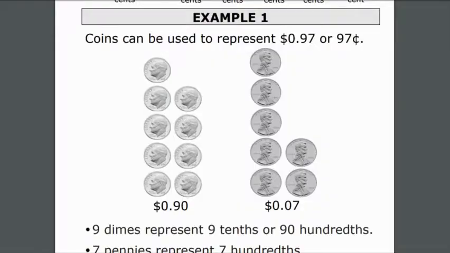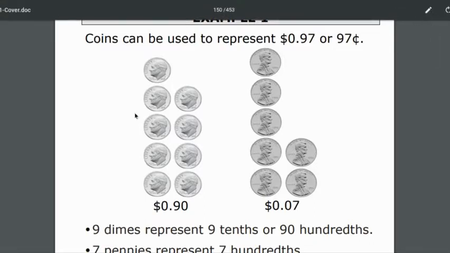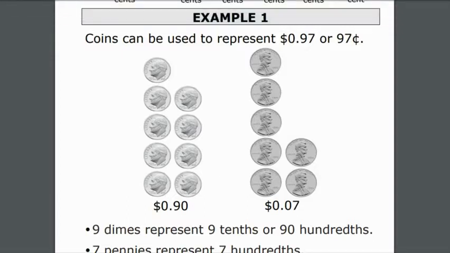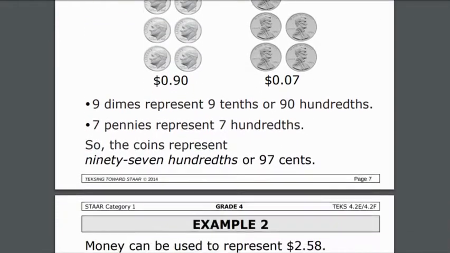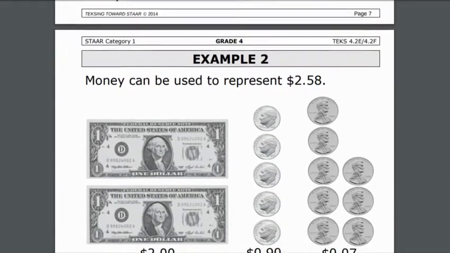Coins can be used to represent money. So in this case, you have 9 dimes: 1, 2, 3, 4, 5, 6, 7, 8, 9. That's 9 tenths. So you have 90 cents. And then you have 7 pennies. Well, each penny is worth 1 hundredth. So since there are 7, the 7 has to end up in the hundredths place. So 9 dimes represent 9 tenths or 90 hundredths, and then 7 pennies would represent 7 hundredths. The coins represented 97 cents.